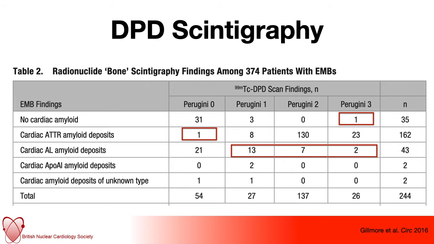And what I also wanted to highlight is in the cardiac AL population, you can see that just over 50% of patients had some degree of a positive scan, albeit the majority, 60% of those with a positive scan, were a grade 1, so low grade positivity. There are still 9 patients there who have a grade 2 or 3 DPD scan, despite having cardiac AL. So it's not particularly specific to cardiac TTR, and that's a very, very important point.